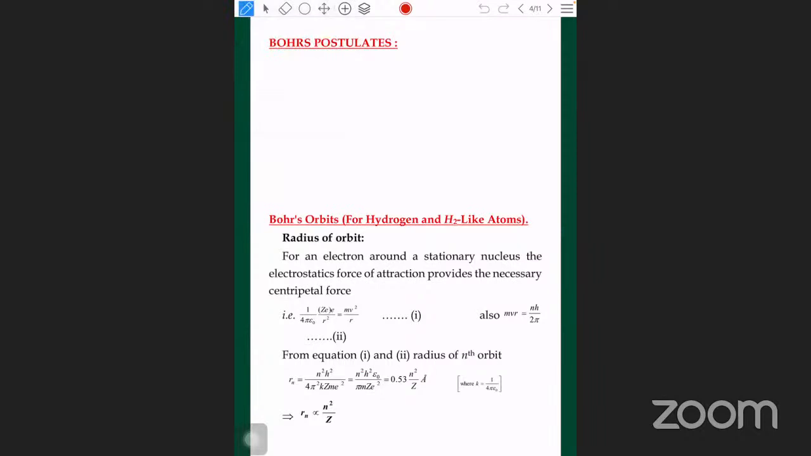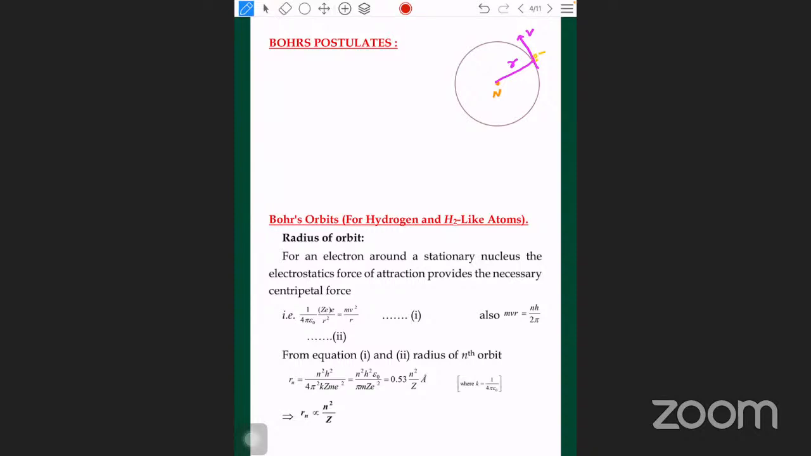Come to the concept of the Bohr's postulate. What does the Bohr's postulate tell? Now, if I consider an atom, what is the central portion of the atom called? Nucleus. What is the electron doing? Electron is revolving in the nth orbit with velocity v, with radius r. It is moving in the circular track. So electron is moving in the nth orbit of the atom of radius r.